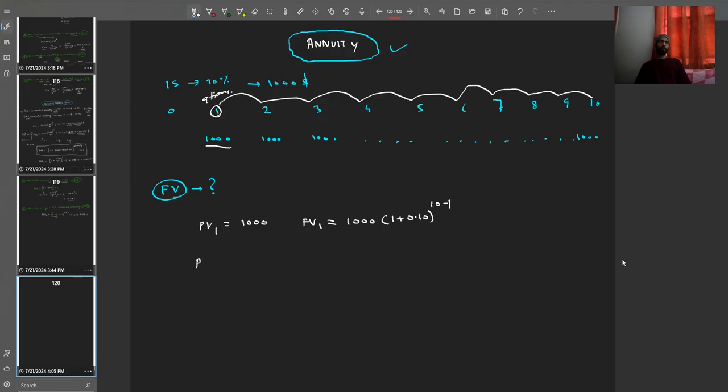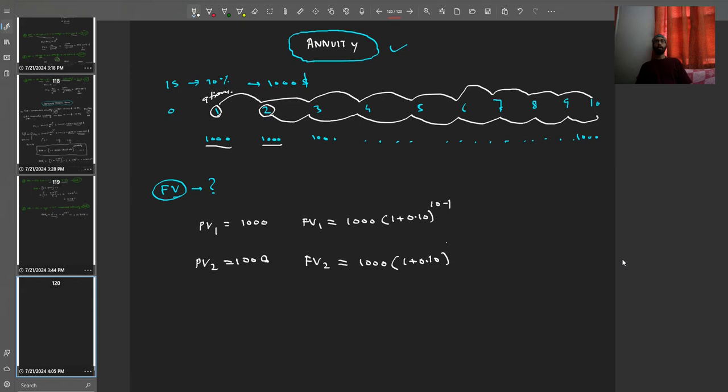Similarly, let's check out what happens to PV2. PV2 is also equal to 1000, the $1,000 invested at year 2. This compounds once, twice, 3 times, 4, 5, 6, 7 and 8 times, friends. So you can write FV2 is equal to 1000 times (1 plus 0.10) to the power 10 minus 2, which is 8.